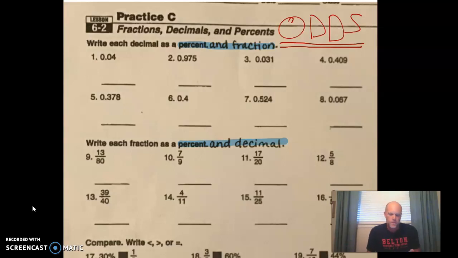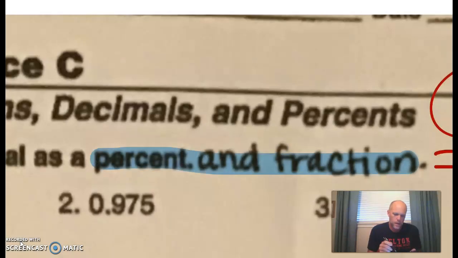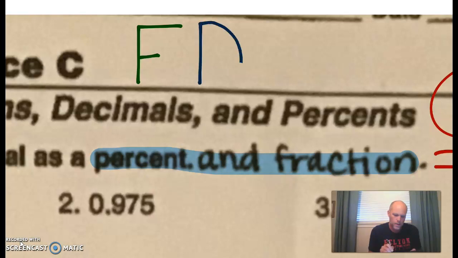Okay. The first thing that I want you to do on top of the paper is write FDP. I'm going to write it in 3 different colors: F, D, P.